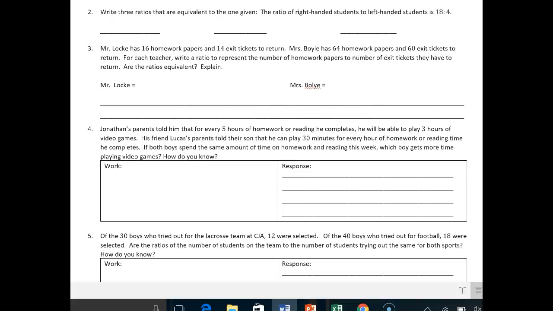So CJ Math students, this is part 2 of notes 3.7, ratios, rates. It says, write 3 ratios that are equivalent to the given one. So the ratio of right-handed students to left-handed students, 18 to 4. So what's an equivalent ratio?